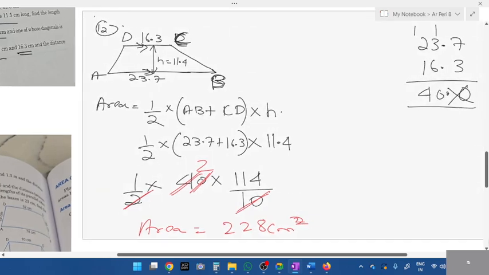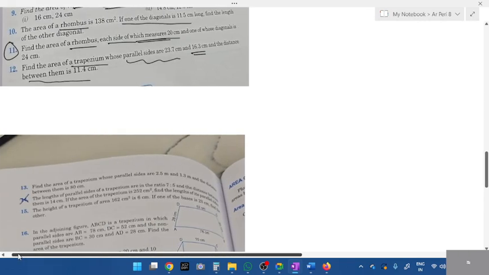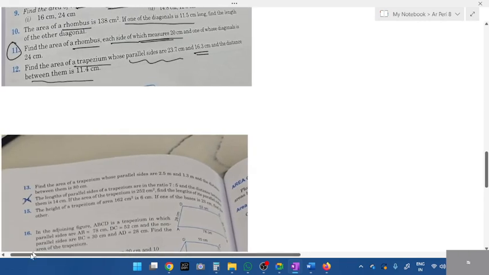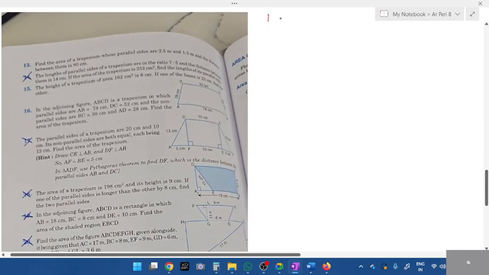So draw the diagram, you'll have an idea, students. Trapezium, how to solve a trapezium question. As soon as you read the question, figure out which diagram you have to draw. That's the reason we took almost half an hour to explain the entire concept. Okay, next question. 12th one was done. 13th question. Find the area of the trapezium, parallel sides, and the distance.